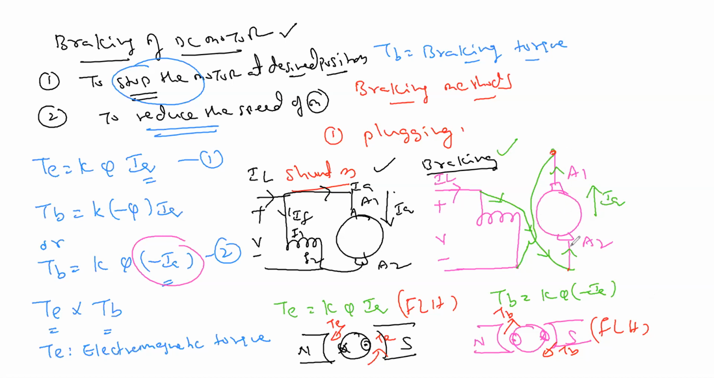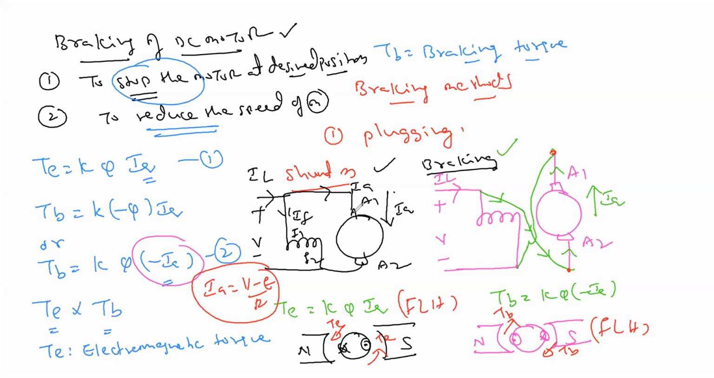During plugging, a very high amount of braking current flows. How does a very high amount of current flow? Let us see. For the motor, the armature current Ia is equal to (V minus E) by Ra. I know this equation. So the current is going in this direction, Ia.